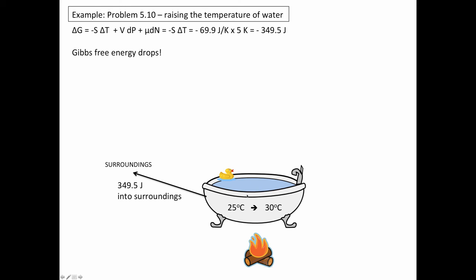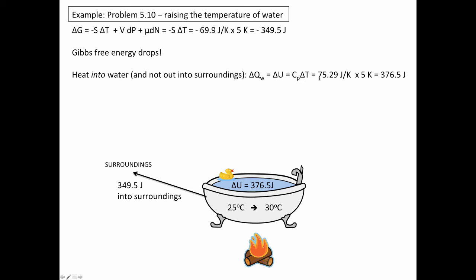So what's happening here? Well, let's calculate how much heat we had to put into the water in order to raise its temperature by 5 degrees C. We're at constant pressure, so that's just Cp delta T, and this is going to be the change in internal energy in the water. Look up the heat capacity at constant pressure and plug it in, and you get that we're having to put about 377 joules of heat into the water to raise its temperature by 5 degrees, assuming that we've got a mole of water here.